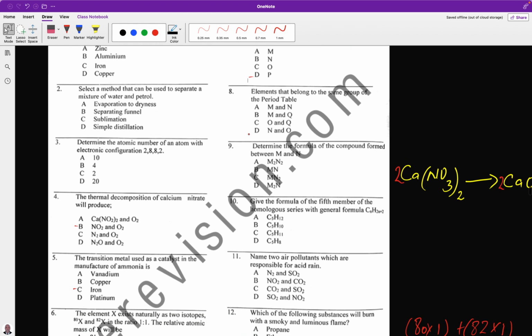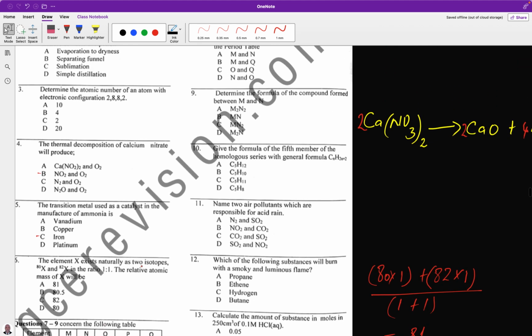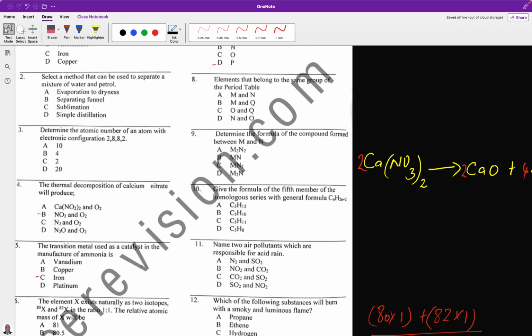Okay, question number 8. Elements that belong to the same group of the periodic table. Looking carefully, the two elements that belong to the same group of the periodic table are N and O. And that is D. So D is the right answer for question number 8.